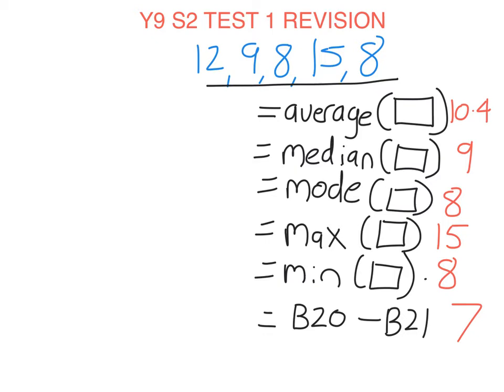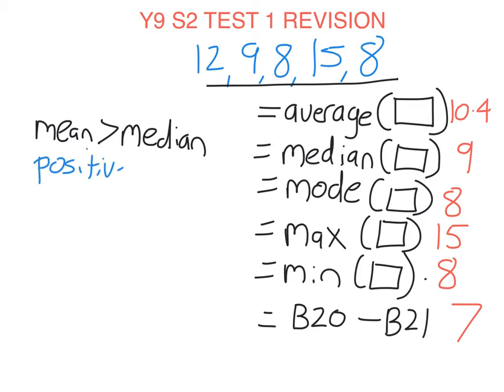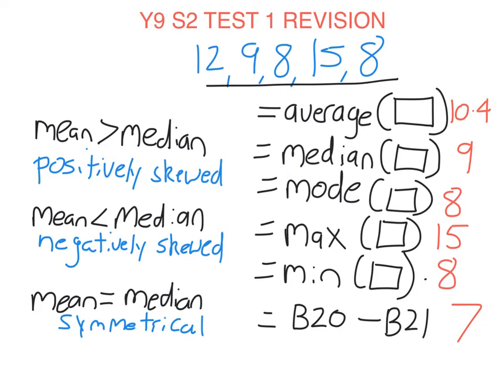Now in this data set, we see very clearly that the mean or the average is greater than the median. So if the mean is greater than the median, we say that the data is positively skewed. There are similar rules for the other two definitions. If the mean is less than the median, we say the data is negatively skewed, and if the mean equals the median, we say that it is symmetrical.